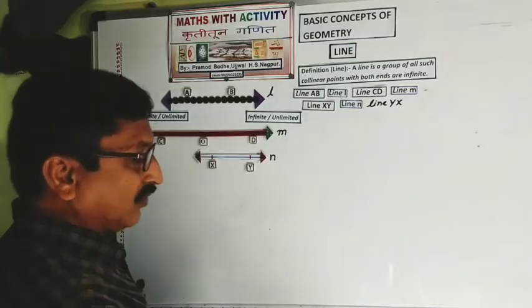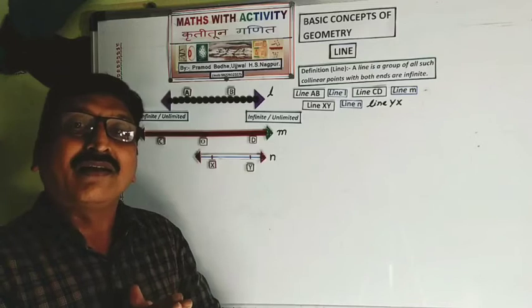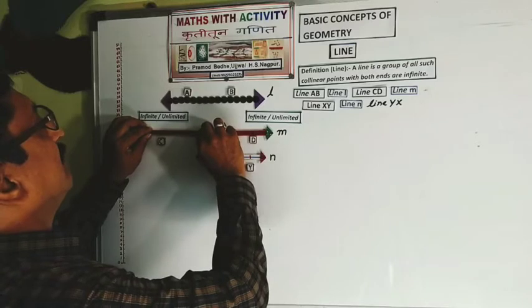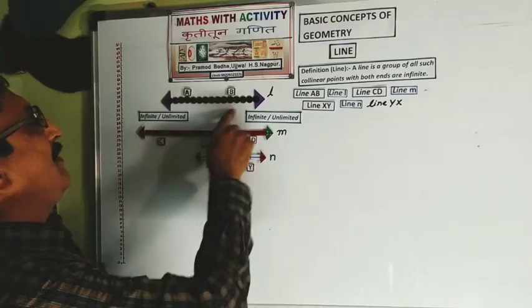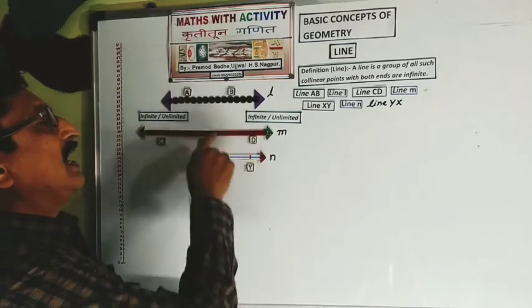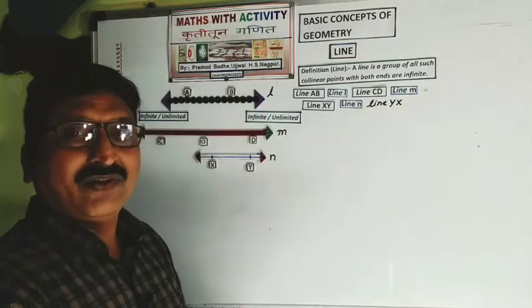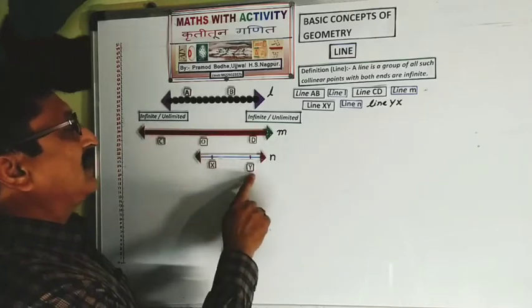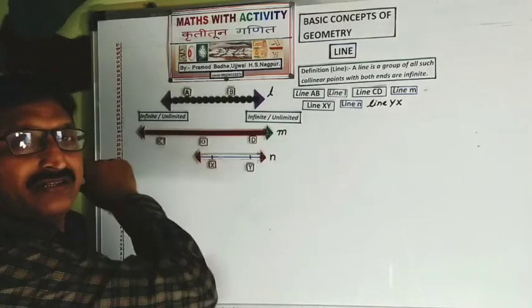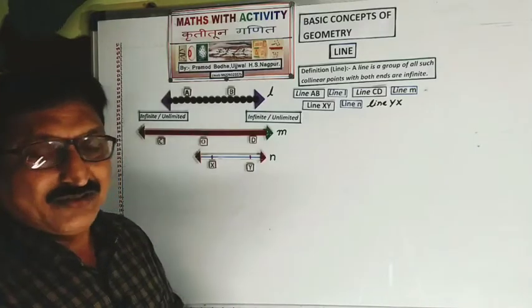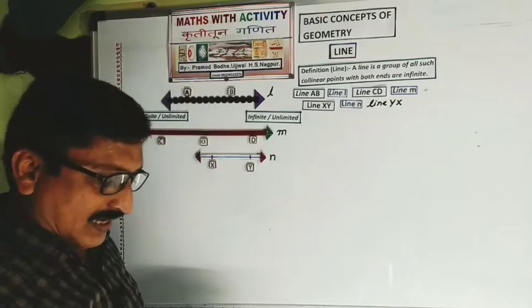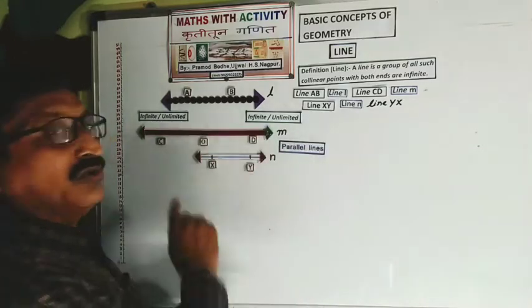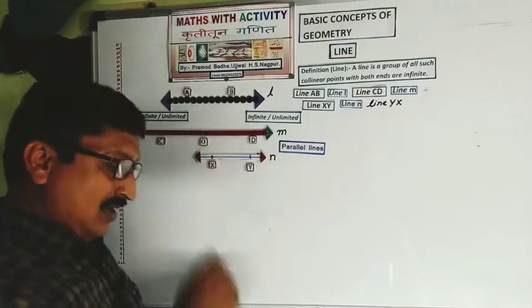Well, now we have to study some relations about the line. Now see, what are these figures? These figures, line AB and line CD, say if we extend these 2 lines, what will happen? They will not intersect with each other. Similarly, this line CD and line XY, if we extend both the lines toward both ends, they will not intersect each other. Such types of lines are said to be parallel lines. That means the lines that do not intersect with each other are said to be parallel lines.